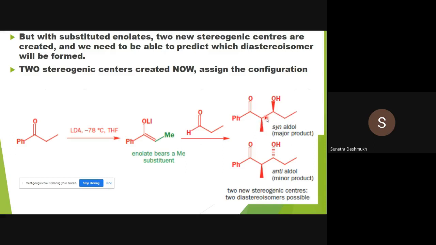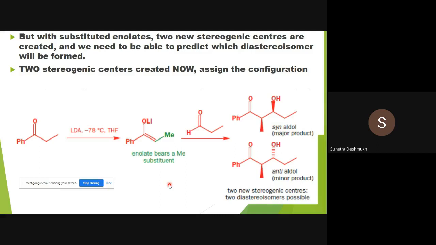So in this way, in the final product we got two stereocenters now, where the hydroxyl group is present. So the aldol hydroxyl group, the beta hydroxyl group. At the beta position, one new chiral center has been created, and at the alpha position, one new chiral center has been created. Now we have two stereogenic centers, and we have to assign the configuration. So it's very important now which product is major, which one is the minor product, because with two new stereogenic centers present, there is the possibility of formation of two diastereoisomers.